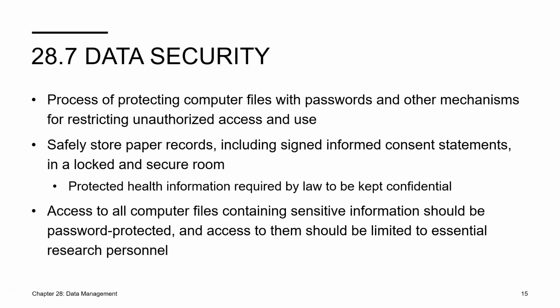Then section 28.7 goes over data security, and this is really making sure that health information is protected and that any survey responses remain anonymous, private, secure, and confidential. This is the process of protecting any files with passwords or other mechanisms for restricting access. So if you have identifying information, you have to make sure that you password protect it. If you have paper records, you want to make sure that those are safely stored. And if you have any signed informed consent statements, they need to be locked and kept confidential by law.